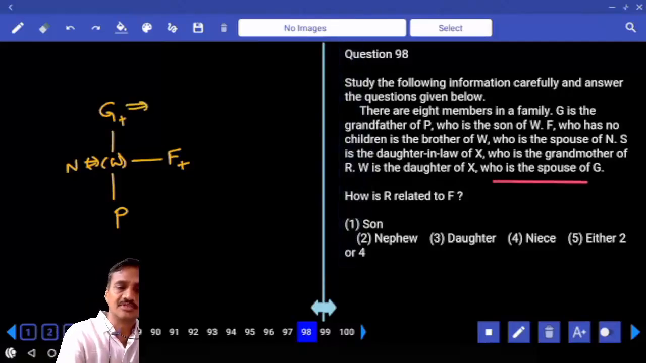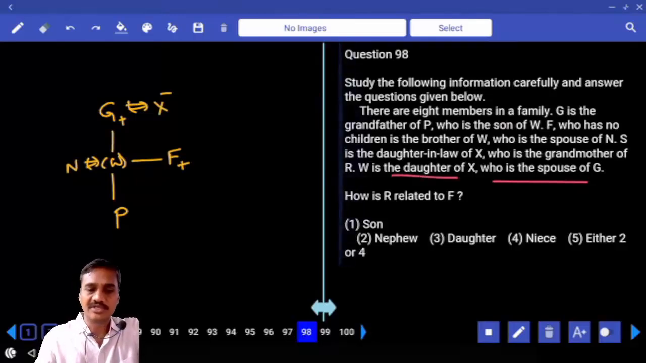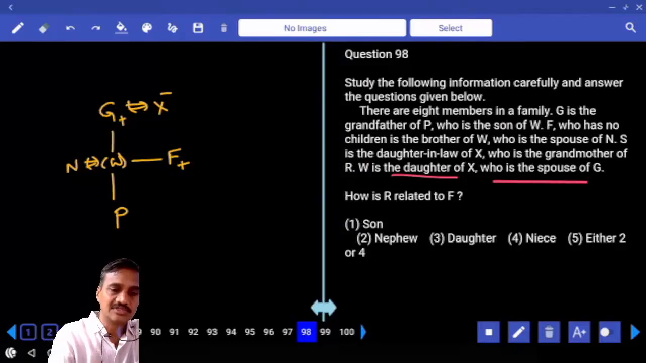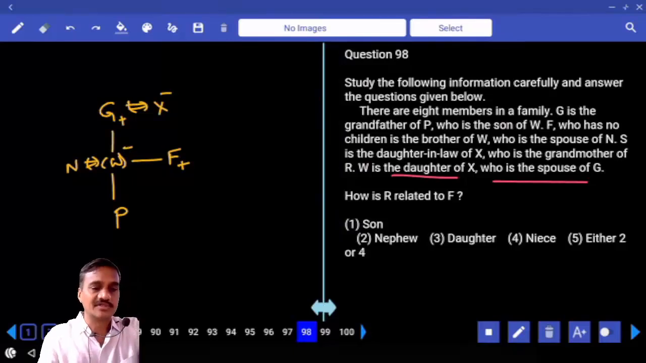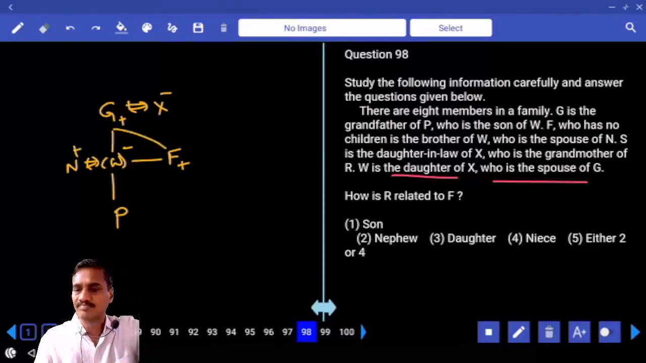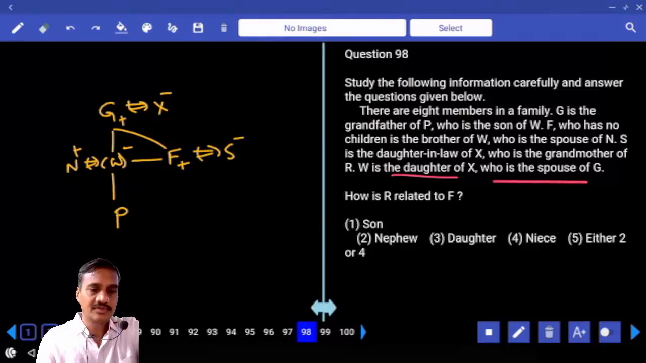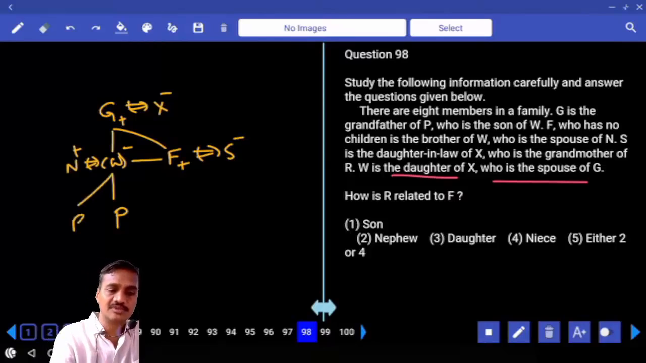That is crucial information. X is the spouse of G, and at the same time F is unmarried and W is the daughter of X. Now this W is the daughter of whom? W is the daughter of X. If W is the daughter, N is a male. సరిపోందా? W is the daughter of X. S is the daughter-in-law of X, means this S must be the wife of F. And next one, X is the grandmother of R. R is at this place.